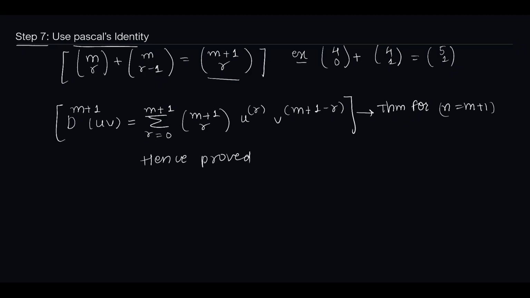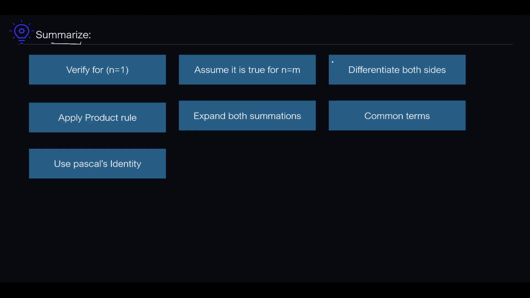We have shown that Leibniz theorem is true for n equals 1. If true for n equals m, then it is true for n equals m plus 1 as well. So therefore, by the principle of mathematical induction, Leibniz theorem is true for every positive integer n. Alright, now a summary of all the steps that we did to prove Leibniz theorem. This is the first step where we verified that it is true for n equals 1. This is step number 2 where we assumed that it is true for n equals m as well.